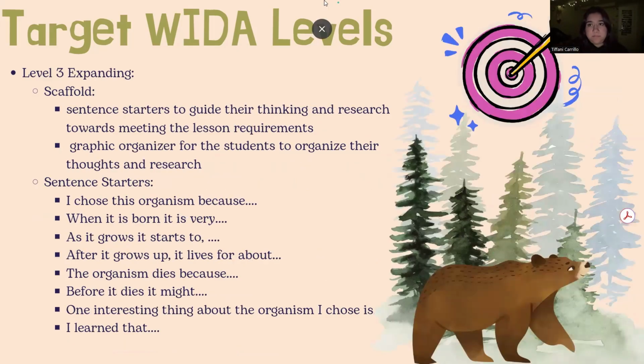And then for our other level, we chose level 3, which is expanding. The scaffold techniques we would use there would be sentence starters to guide their thinking and research towards meeting the lesson requirements, and a graphic organizer for the students to organize their thoughts and research.